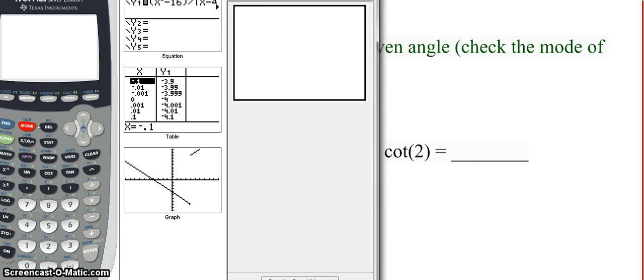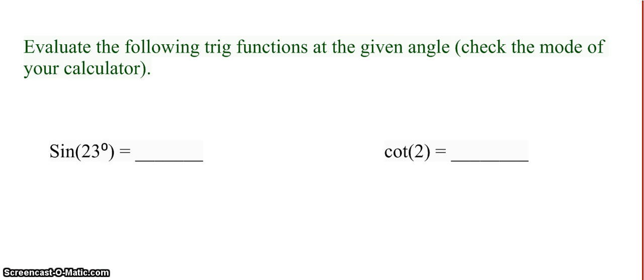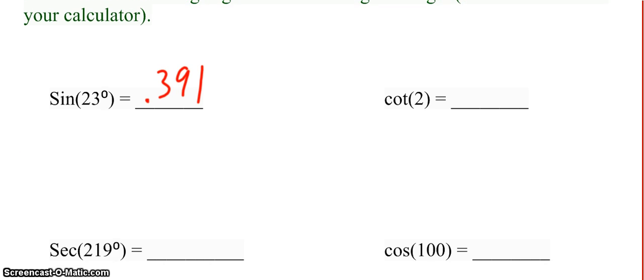So I'm in degrees. That's great. To type in sine of 23 degrees, I literally type in sine 23. You can close the parenthesis if you want, hit enter, and we get 0.391. So the sine of 23 degrees is 0.391.